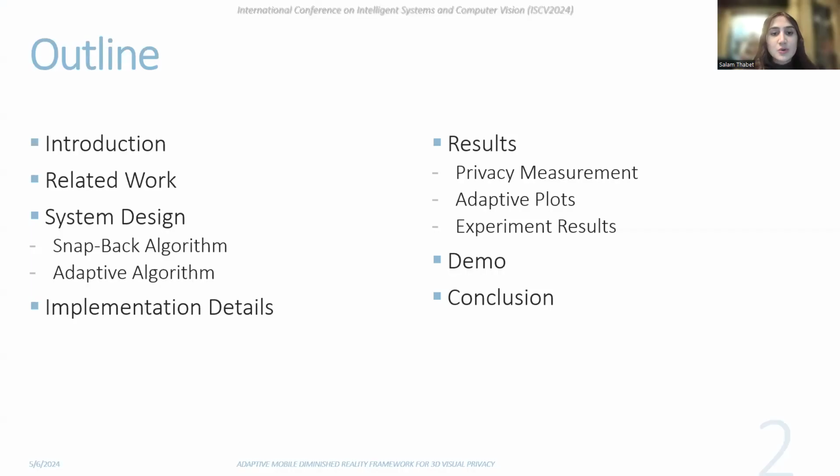The presentation is organized as follows. First, I will provide a brief introduction and a glimpse into related work, followed by my systems design, implementation details, and results, before ending with a small demo and a conclusion.